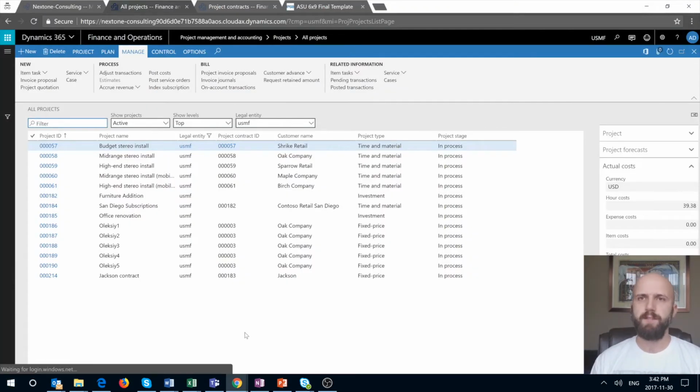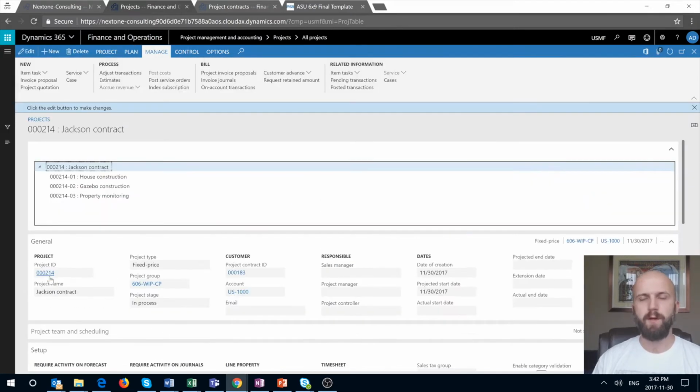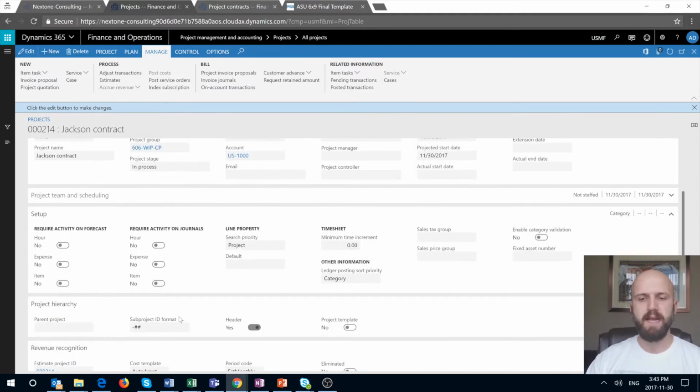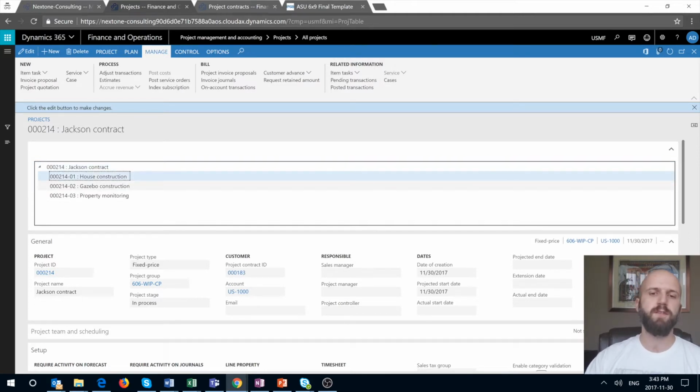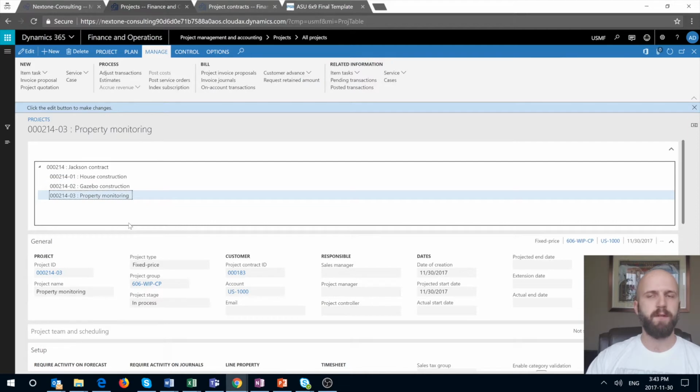Let's take a look at the project structure that I created in D365. I have a project 214, which is a Jackson contract. I'm going to open it, and because this is a header project which will not contain any postings, I marked it as such under the project hierarchy section, defining it as a header project. This will prevent any transactions from being posted in this project. Underneath my main Jackson contract project, I have 3 sub-projects. The first one is house construction, then gazebo construction, and property monitoring.